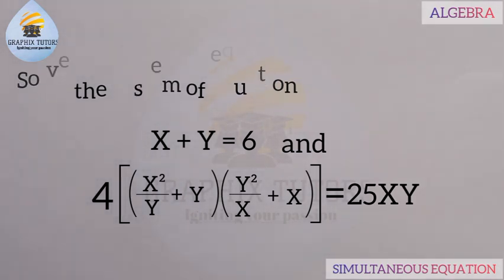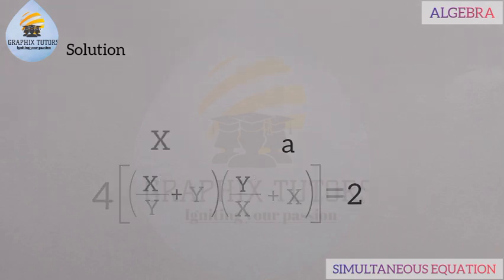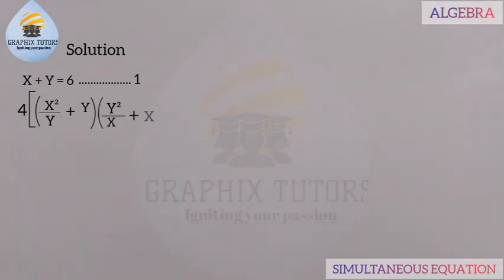Now, solution. The first equation here is giving us x plus y equals 6. I will term that equation 1. The second equation here is giving us 4 open bracket x square over y plus y close bracket multiplied by open bracket y square over x plus x close bracket equals 25xy. We'll term that equation 2.